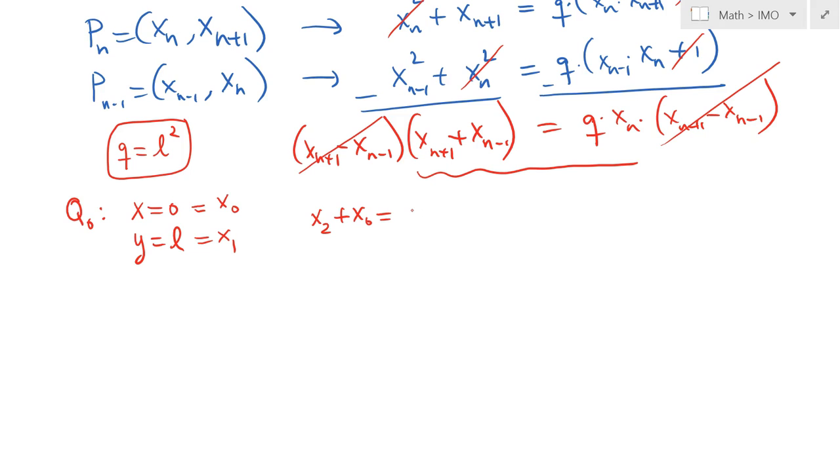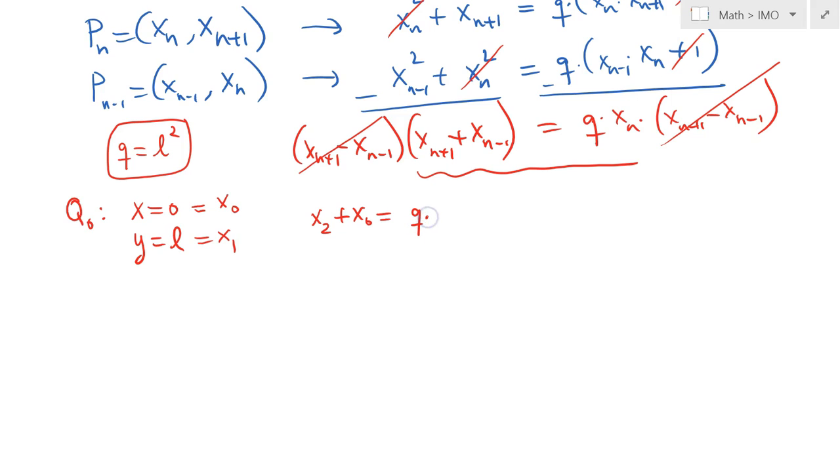I might have made a typo here. No, q is equal to L squared, and I'm choosing as my initial conditions 0 and L. Okay, so I think that should work. Let's try it.